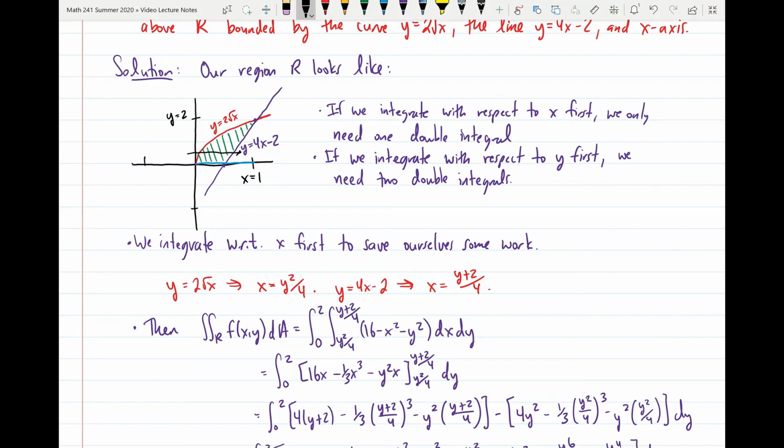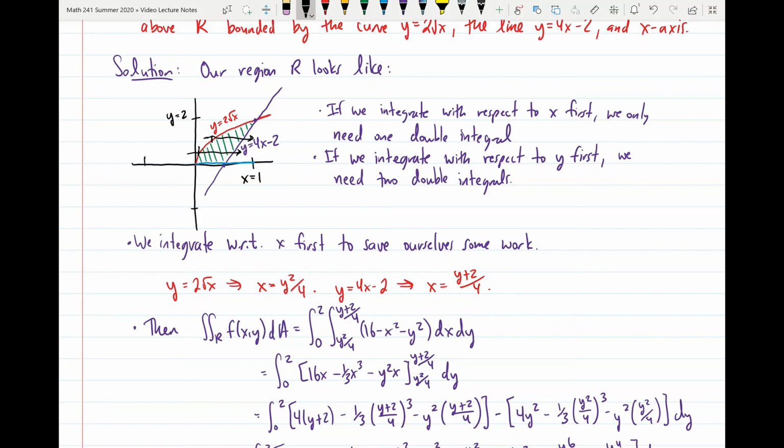function y equals 2 times the square root of x, because every time that our line is entering our region here, it's entering along the line y equals 2 times the square root of x, and those lines or the cross sections are always going to be exiting our region along the line y equals 4x minus 2. So we can draw another arrow here. Notice how it enters at the curve y equals 2 times the square root of x, and it leaves at the line y equals 4x minus 2.